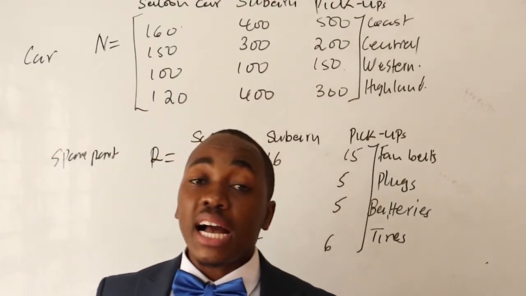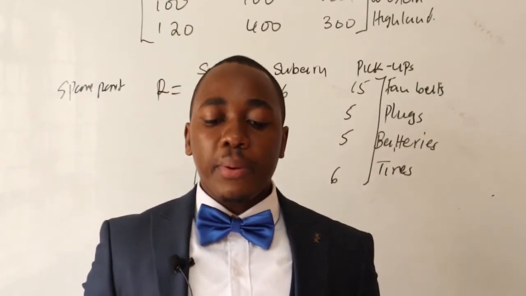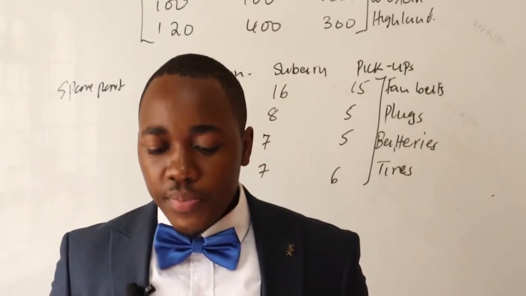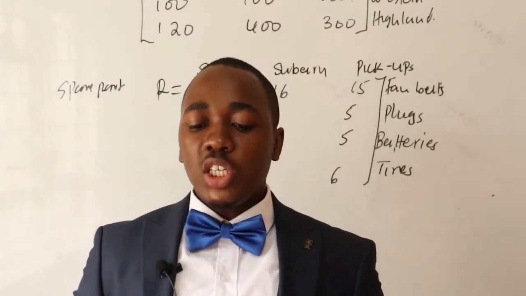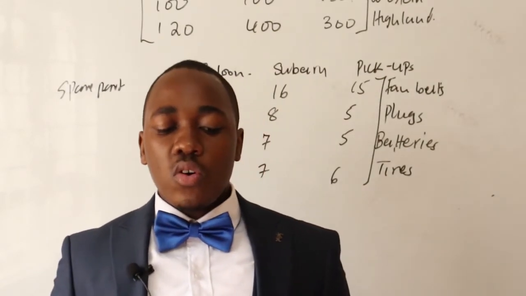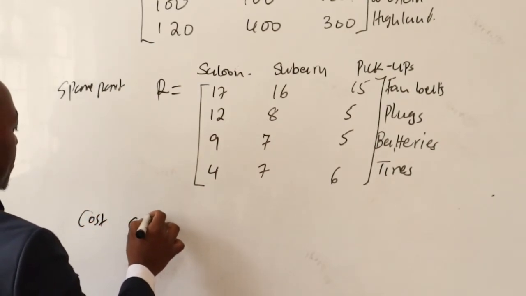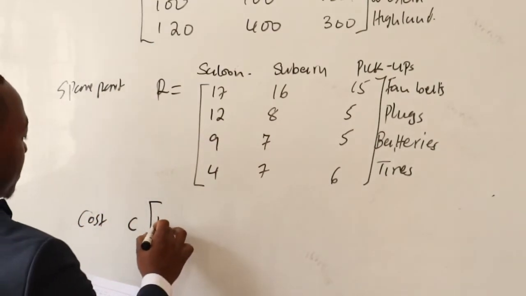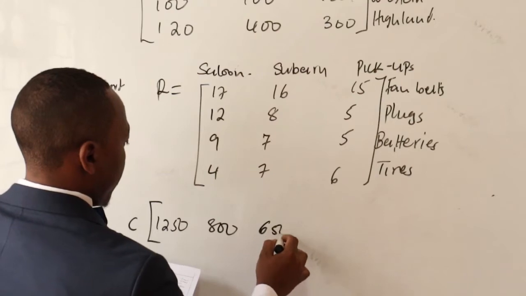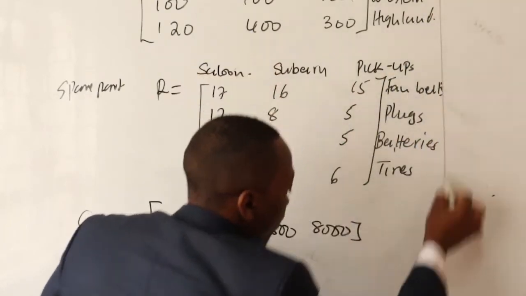The total demand for each type of cars. And then number 2, the total number of each repair part required for the fleet. And lastly, if matrix C shown below contains cost per unit in shillings for fan belt, spark plug, batteries, and tires, calculate the total cost of all spare parts. So you are given another matrix there, C. This one will represent the cost. It's denoted by matrix C. And you are given it as 1250, 800, 6,500, and 8,000. So now that's the question given.